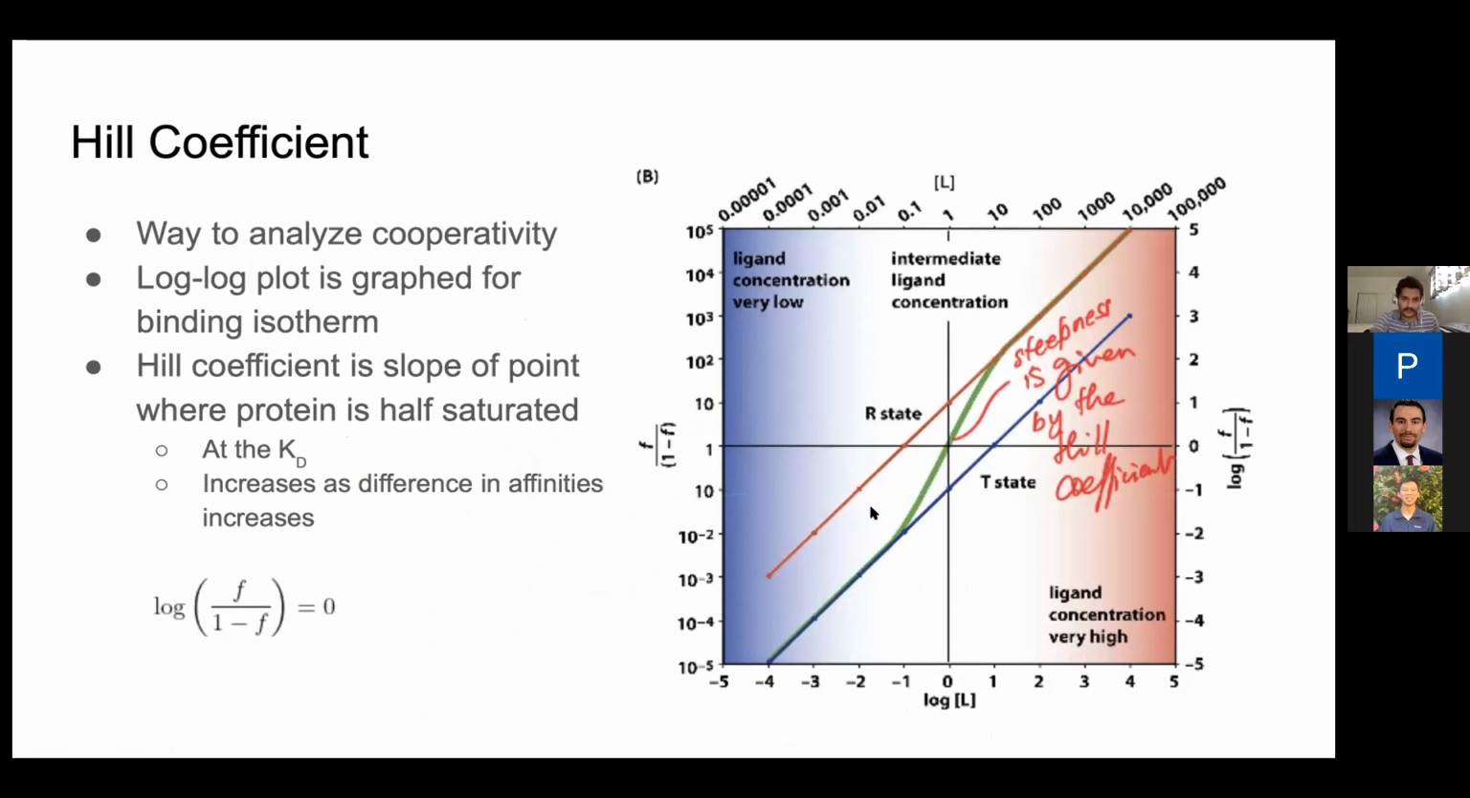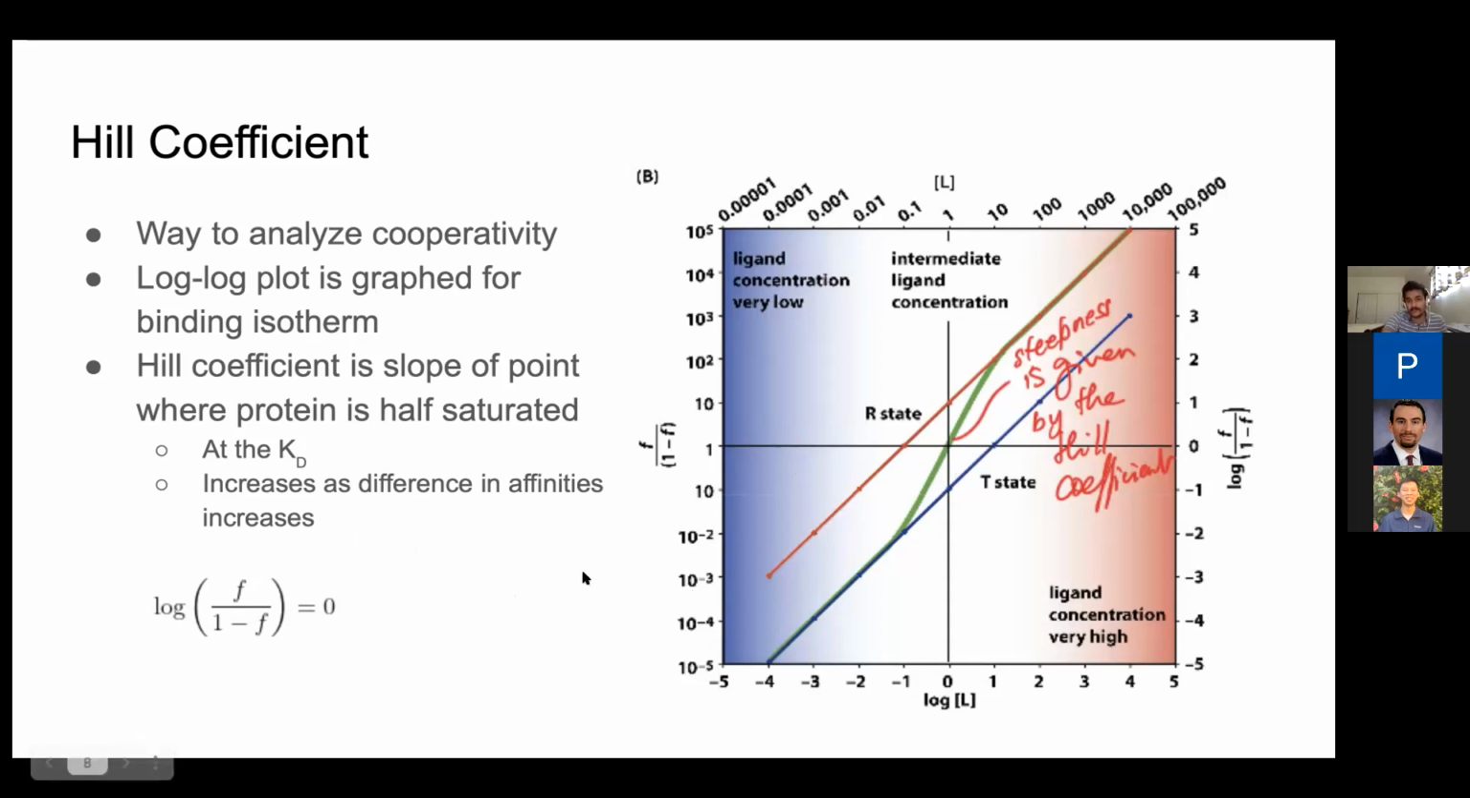And the Hill coefficient is the slope at this point in the center, where you have your protein half saturated. So we define this term as equal to 0. This is equal to 0. This inner F divided by 1 minus F has to equal 1, so your fractional saturation is at 0.5. Basically, what is the slope at this point? What is the slope at the KD value?